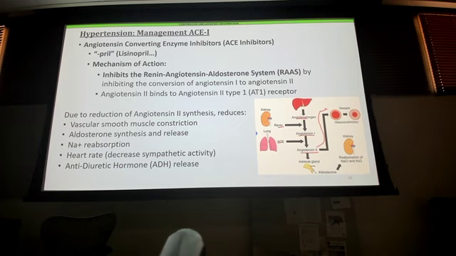It also goes down to the adrenal gland, which causes the secretion of aldosterone, which then goes to the kidney and causes the reabsorption of water and sodium to increase your volume and your venous return, which increases your stroke volume, which increases your cardiac output. So you can see this system regulates both sides of the equation. Okay?